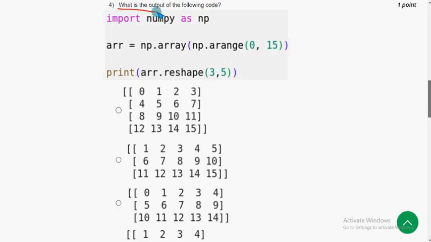Fourth one, what is the output of the following code? For the fourth question also, once again it is the third option guys. So mark the third option.